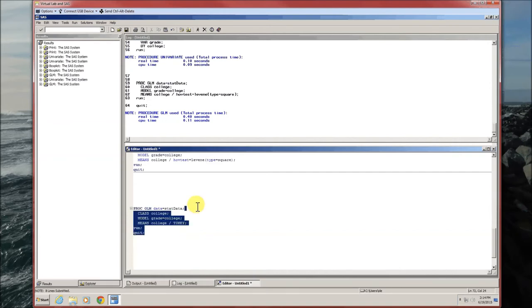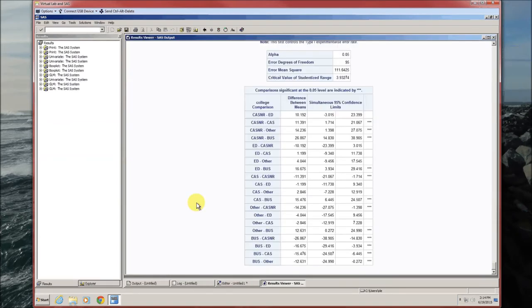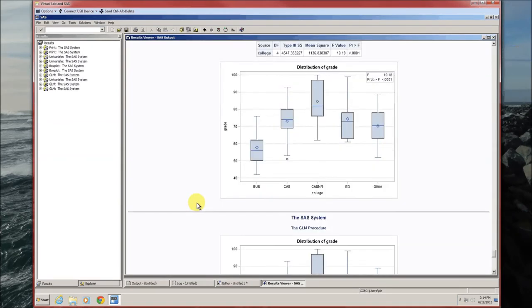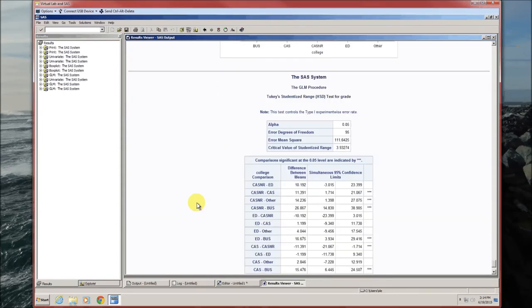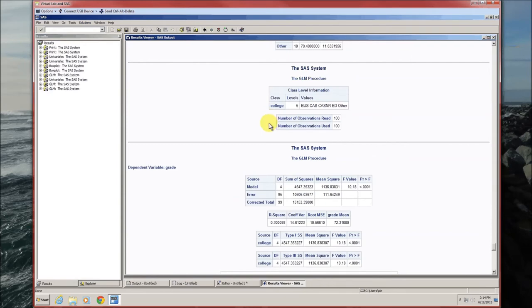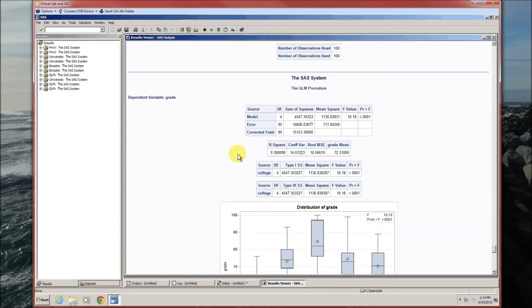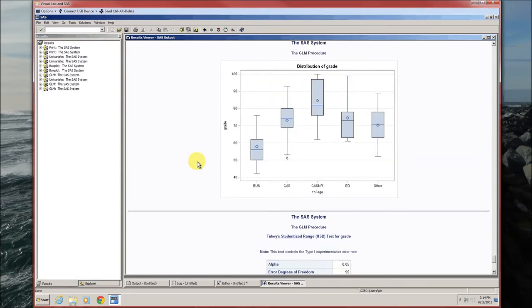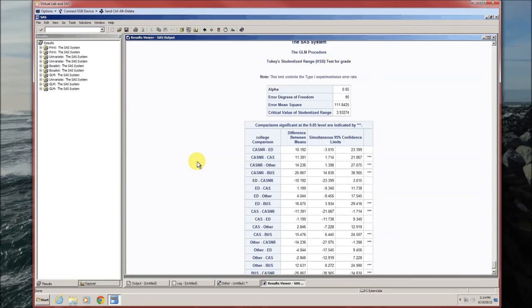When we run those lines, we get a lot of output. Let's see, where do we start? We start back here. Same output for the GLMs, same output for the proc GLM. Nothing there is different. Here's the new part. Tukey's studentized range HSD test for grade. Specifies that alpha is 0.05.